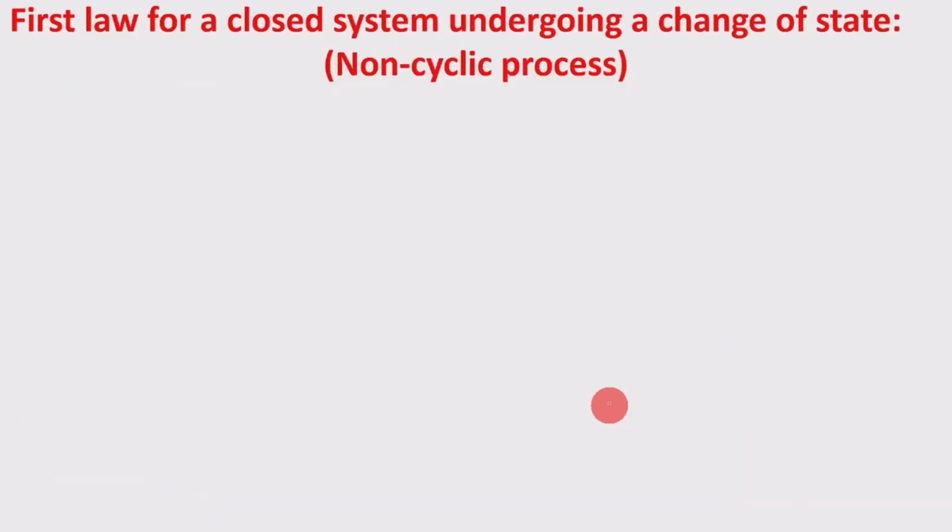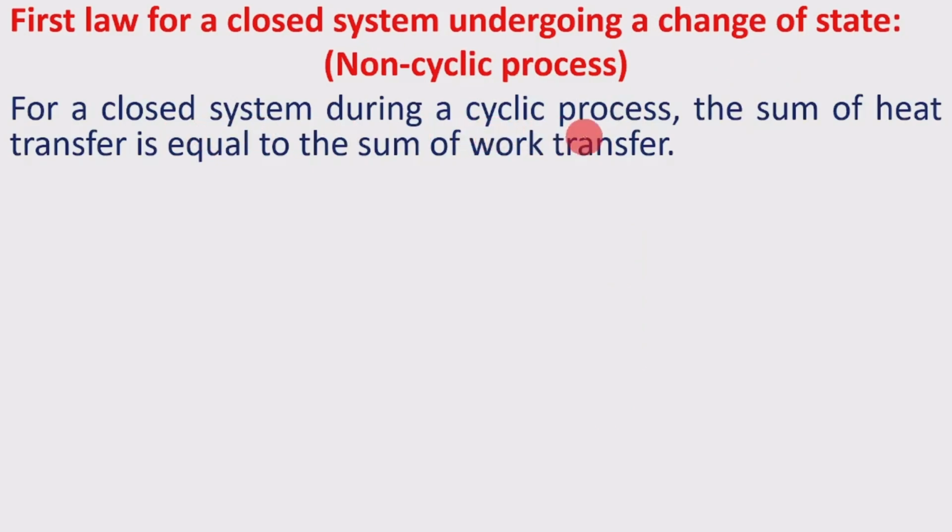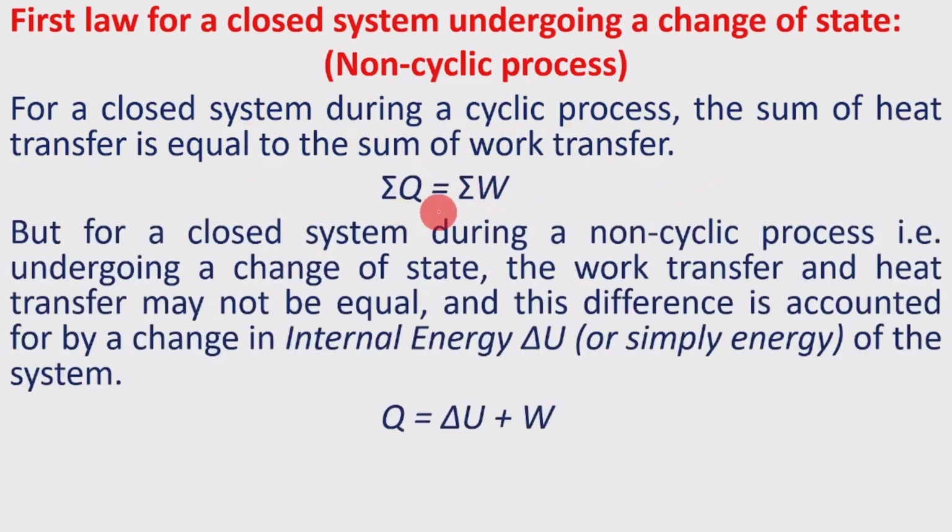Further, the first law for a closed system undergoing a change of state, that is a non-cyclic process. For a closed system during a cyclic process, the sum of heat transfer is equal to the sum of work transfer, as we already know: summation of Q is equal to summation of W. But for a closed system during a non-cyclic process, that is, undergoing a change of state, the work transfer and heat transfer may not be equal, and this difference is accounted for by the change in internal energy, delta U, or simply called the energy of the system.